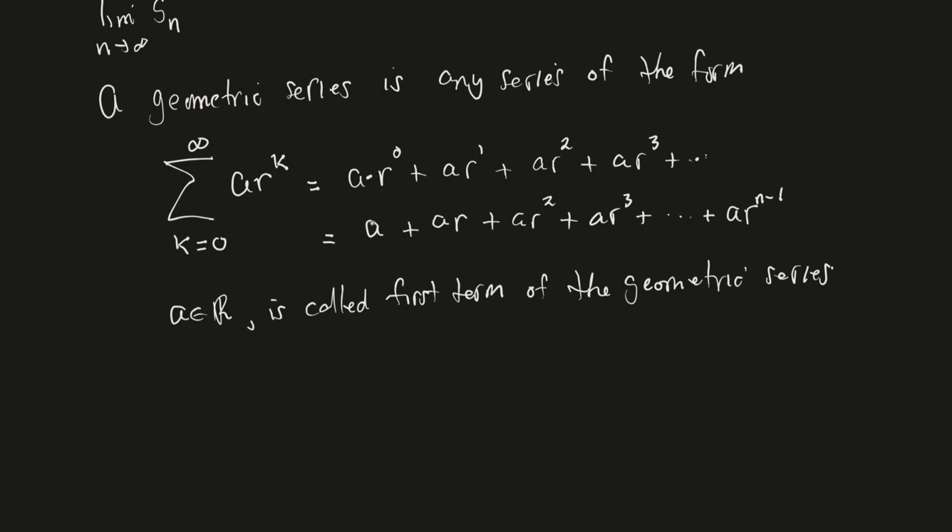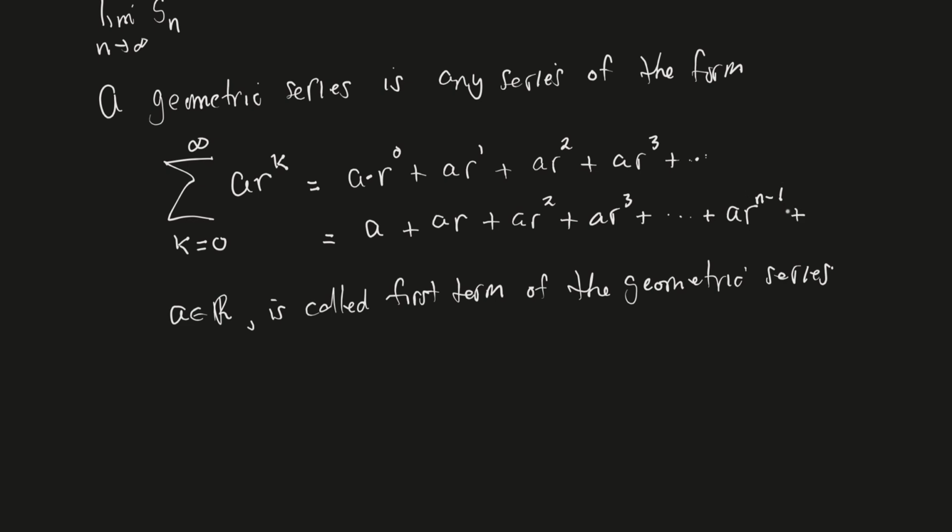So it's 0. This is the first term, this is the second, this is the third. So whatever the exponent is, if I add 1 to the exponent, that will tell me what place or what term that term is in the series. So this term is actually the fourth term. This term is the third term. This would be the nth term.